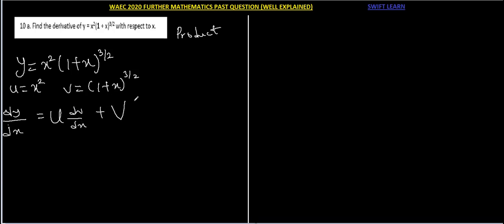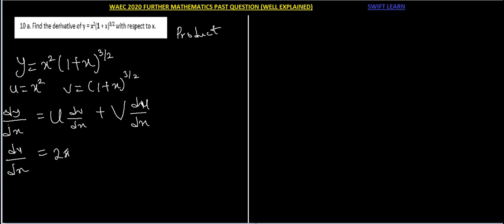v du over dx. So the first thing you have to do is, instead of just rushing everything, get du over dx and dv over dx. So this is u. What is du over dx first? You are differentiating u with respect to x. u is x squared, so you differentiate u with respect to x to give you what?